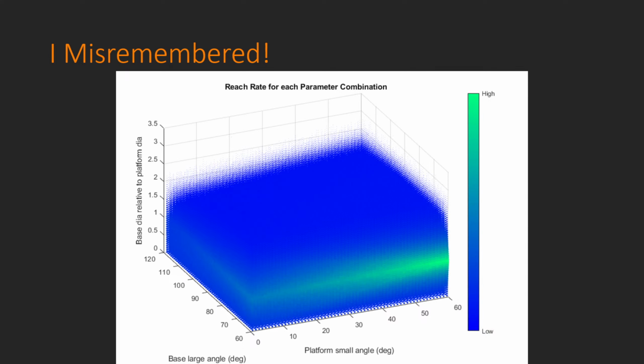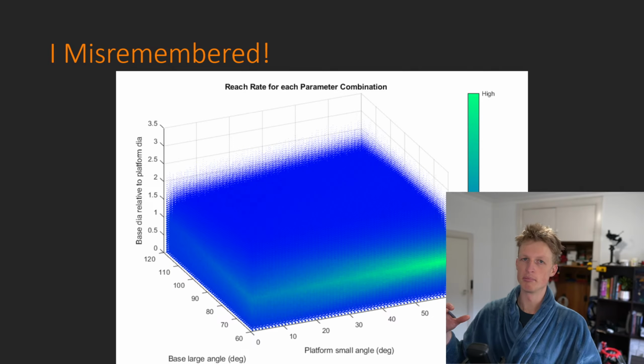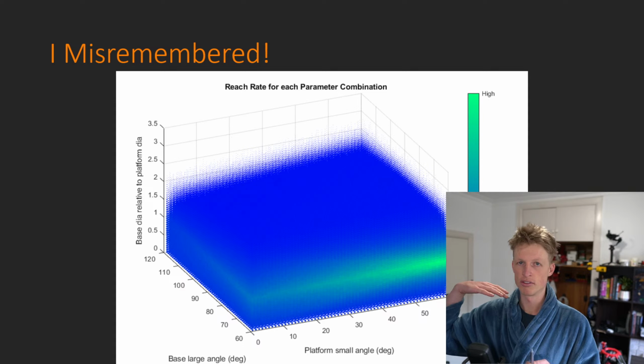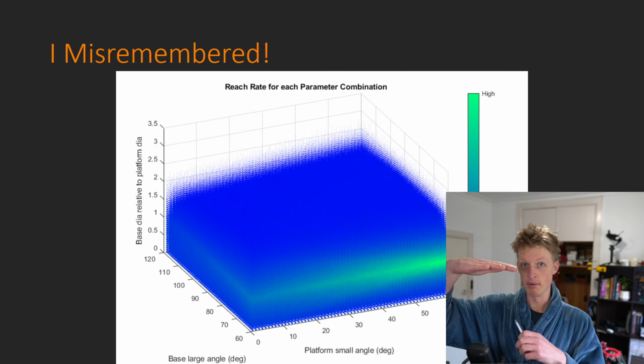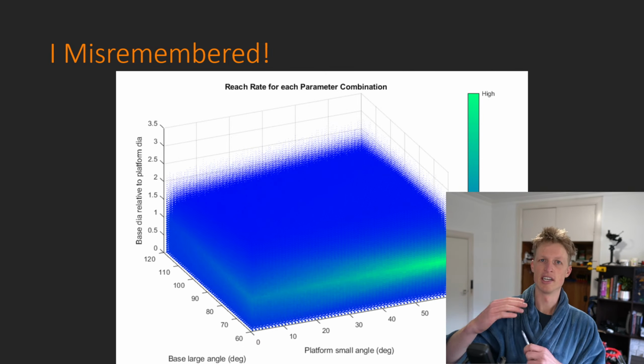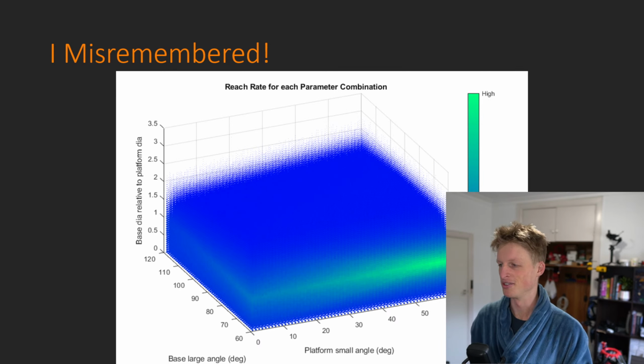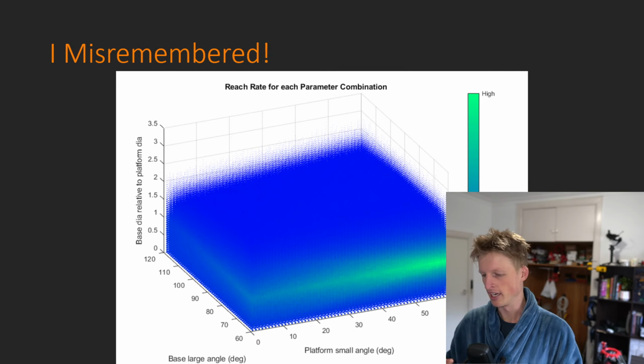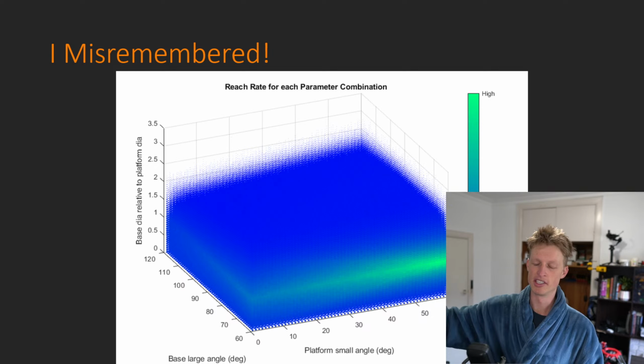So if I get rid of my camera, we can see we basically just want a high reach rate. What this test was doing was changing the platform angle, changing the base angle, and changing the relative radii of the platform and the base. Then we would move the platform to a lot of different positions, keeping it completely horizontal. There was no orientation at all in this, which I'll come back to in a little bit. It just moved the platform to a whole bunch of these different positions.